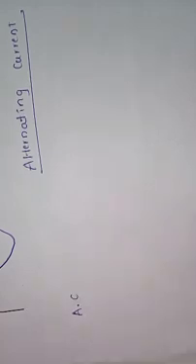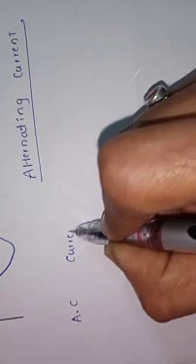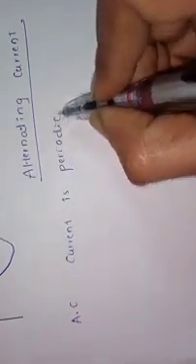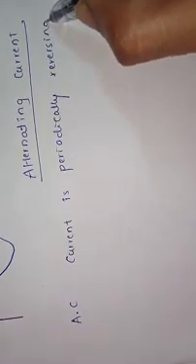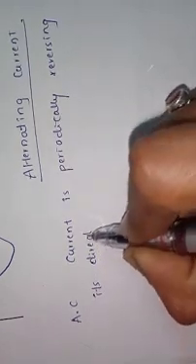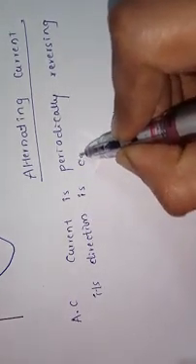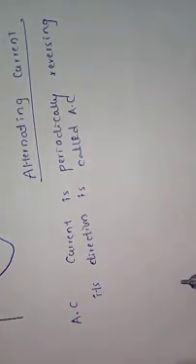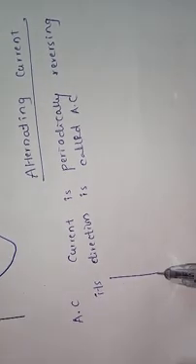So we can write alternating current as AC. Current which is periodically reversing its direction is called alternating current. Then continuously means continuously changing its value.